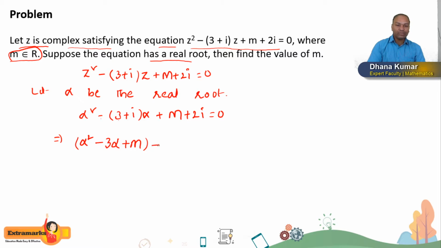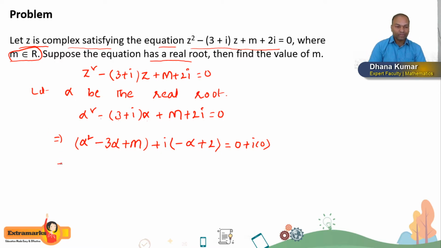Plus imaginary parts, write down in another bracket. Here the imaginary part, you check it, is minus i alpha. Imaginary part means the i coefficient, correct? The i coefficient will be minus alpha. Here the i coefficient plus 2 is equal to what? 0. 0 can be written as 0 plus i0, correct or not? Now compare the real and imaginary parts.